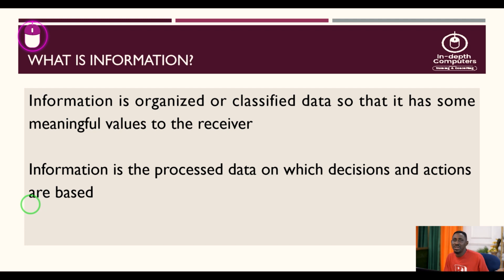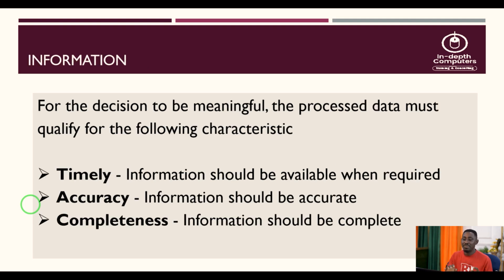So information is just the opposite of data. Data that has been processed, that has been organized, becomes information. Information is organized or classified data so that it has some meaningful value to the receiver. Information is the processed data on which decisions and actions are based.